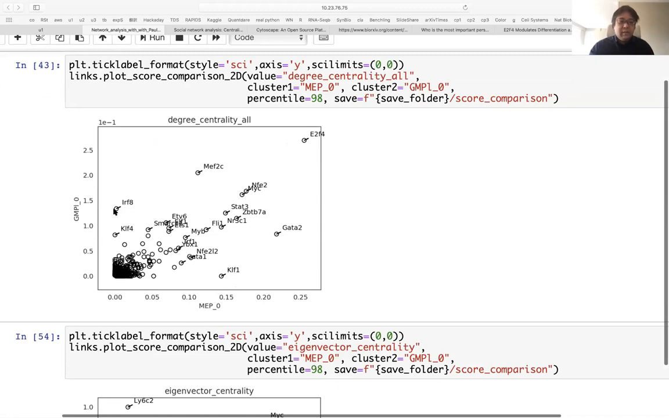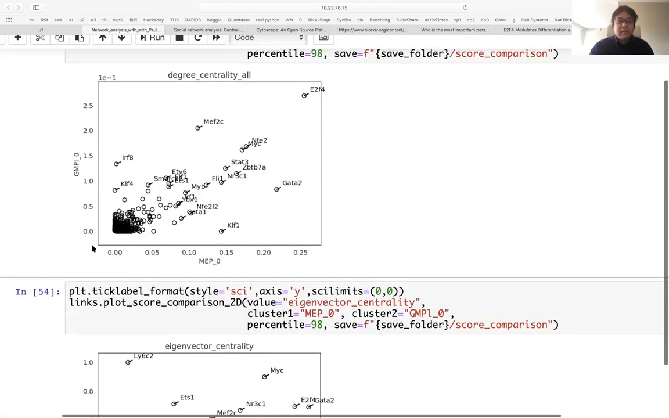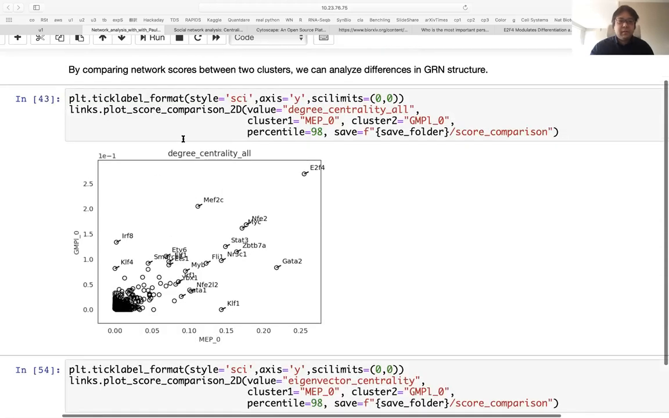And again, here we can see ILF8, which has a high score in the GMP lineage, and it's known that ILF8 is really important for this lineage. So you can pick up the cluster-specific key regulatory genes using this comparison.